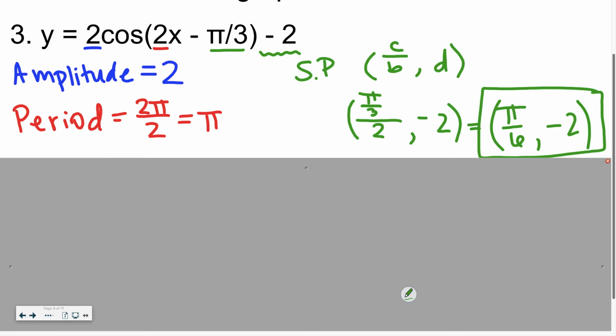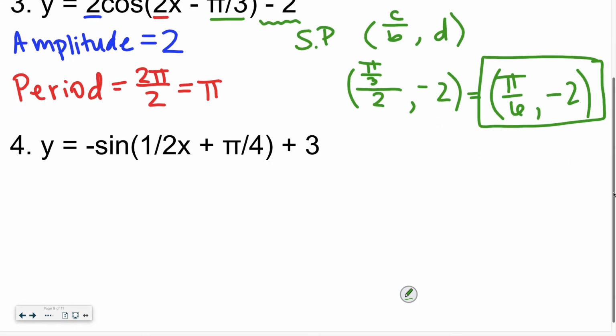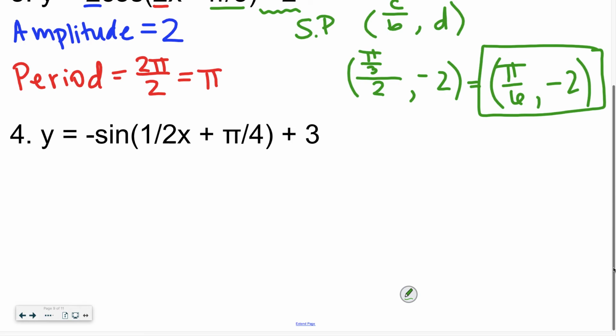I'm going to give you 1 minute to work together to come up with the amplitude, period, and starting point for this. We'll go through it together, and then we'll be done. Okay, so you try it first. Then we'll work together to make sure that we're on the same page. And then I'll give you your quizzes back and instructions.